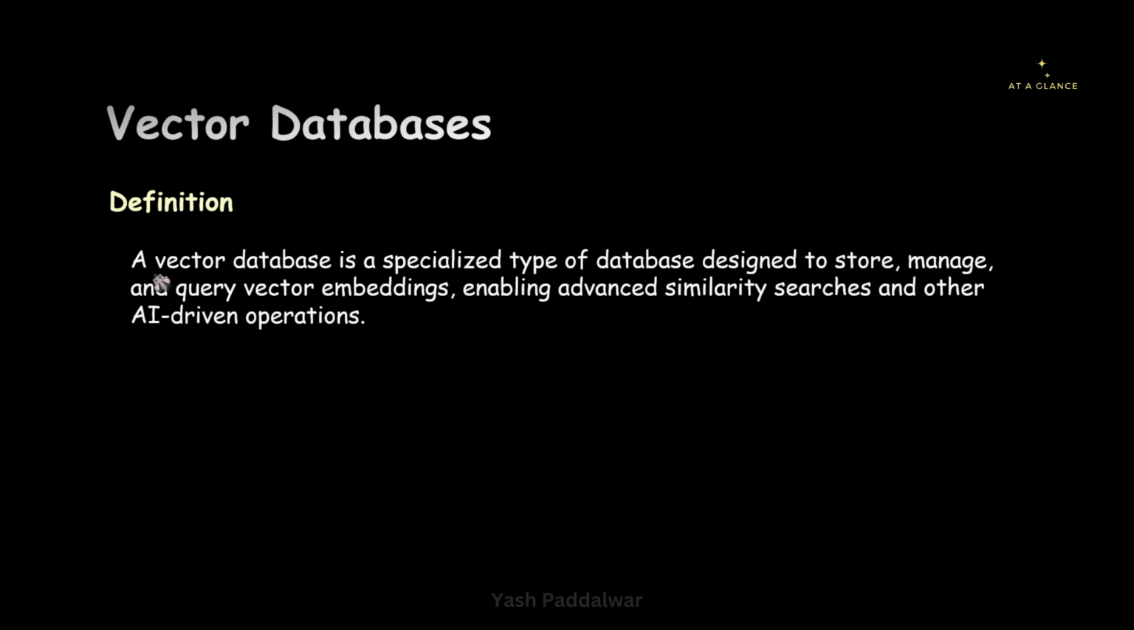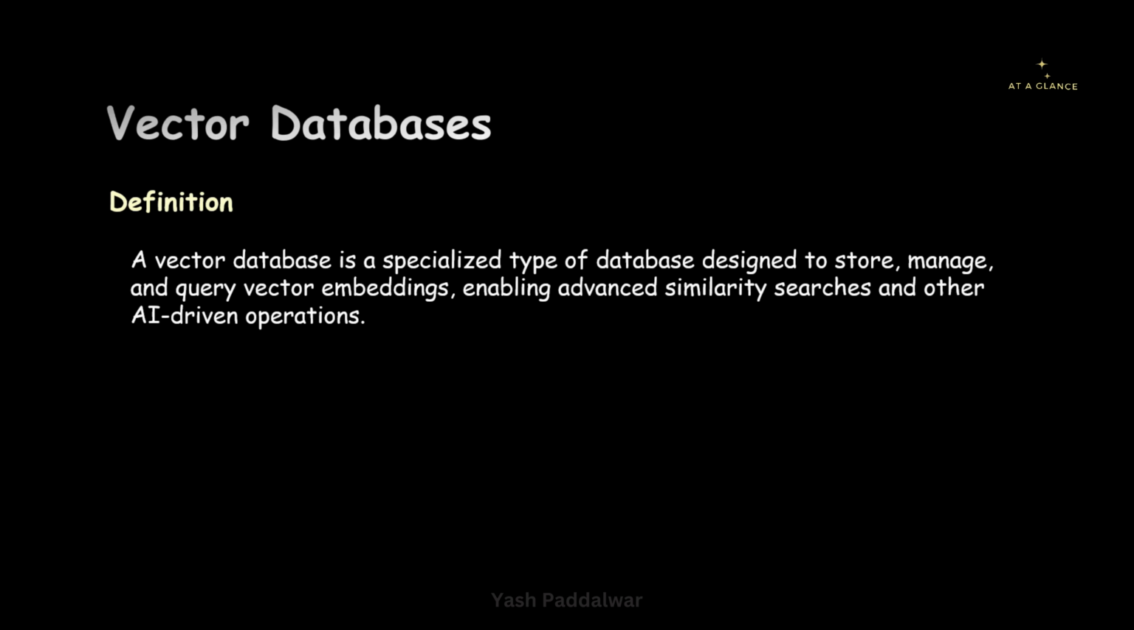As usual, first we'll look at the official definition of vector databases. The definition says that a vector database is a specialized type of database that is designed to store, manage, and query vector embeddings, enabling advanced similarity searches and other AI-driven operations. In the previous video, we have seen the different operations that we can perform on the vector embeddings of any form of data.